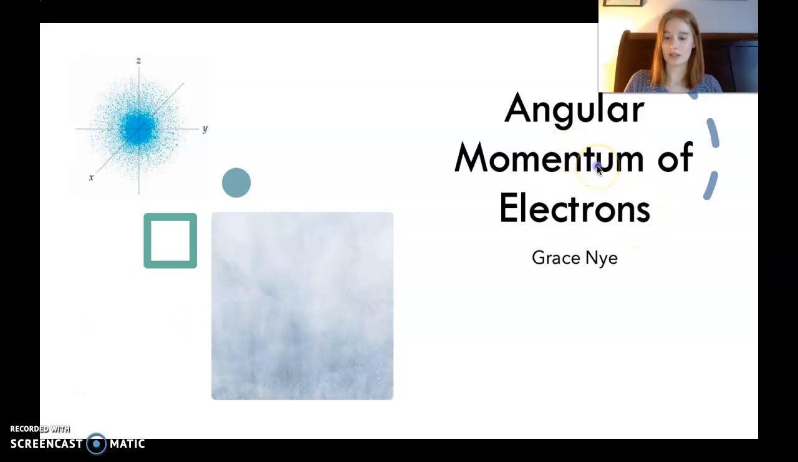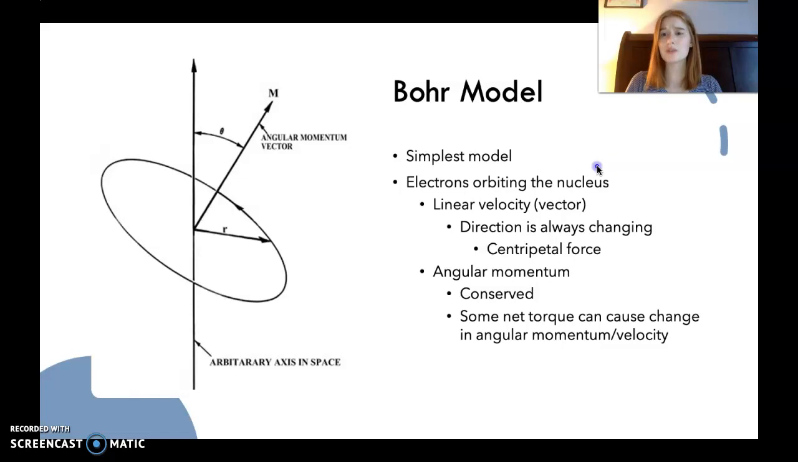Angular momentum of electrons. Okay, so first we're going to take a look at one of the most classic and simplest models for electrons in the atom, and this is called the Bohr model. In this model, you see the electrons orbit around the nucleus like so, taking a circular path.